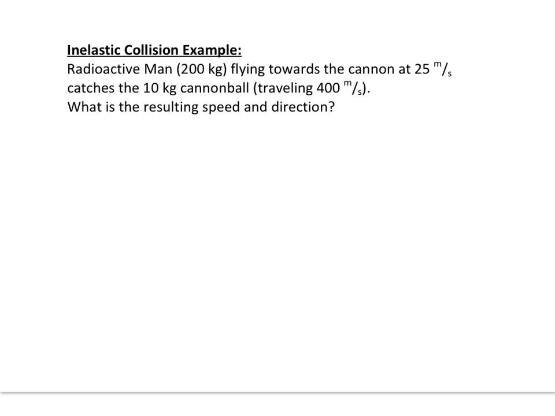The next step is to identify my knowns and figure out what I'm being asked to solve for. I'm given the mass of Radioactive Man as 200 kilograms, so I'm going to make that my first mass, m1 equals 200 kilograms. He's flying towards the cannon at 25 meters per second, so that's his initial velocity, v1, which is 25 meters per second.